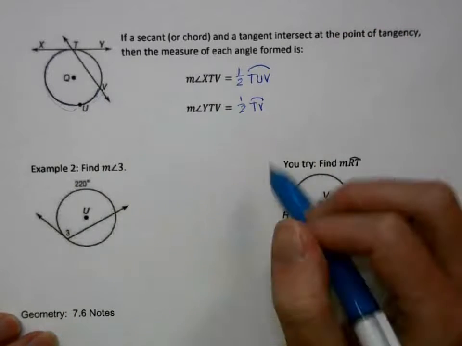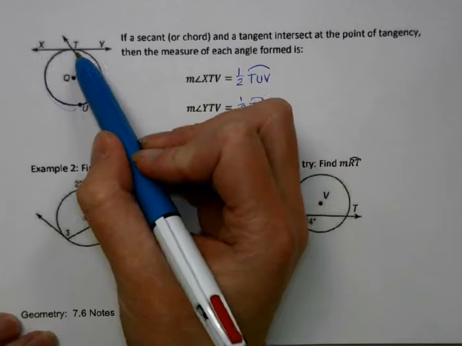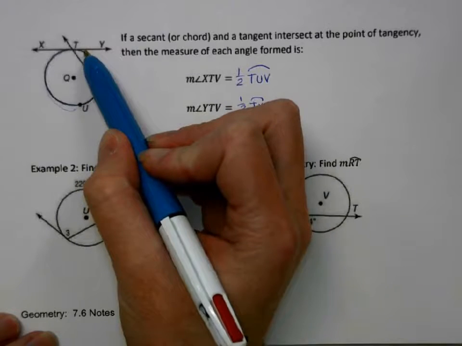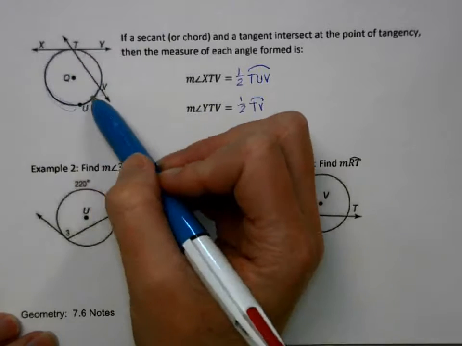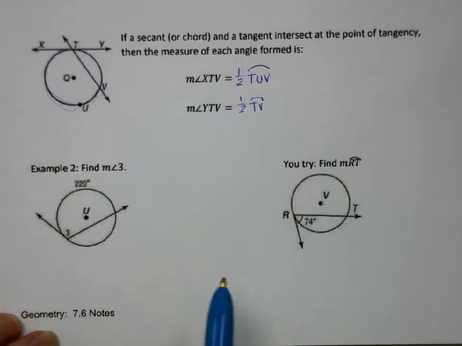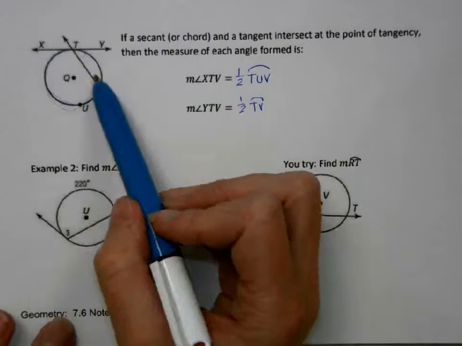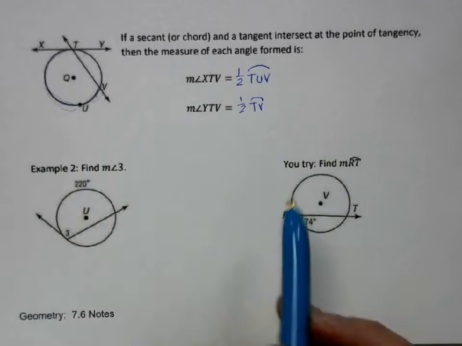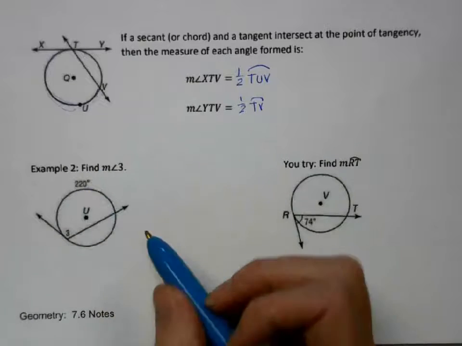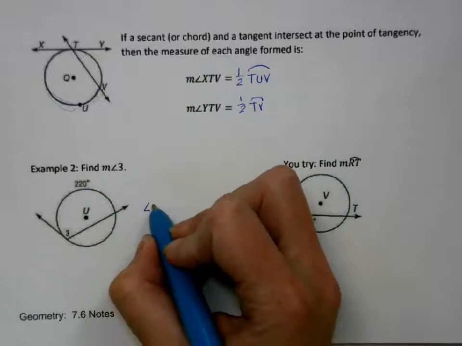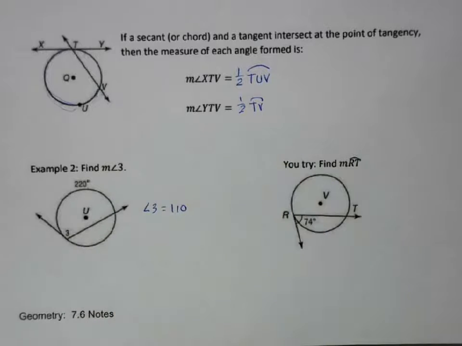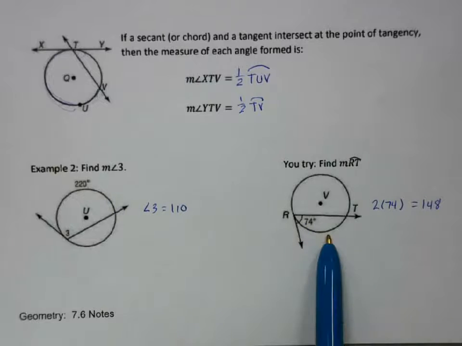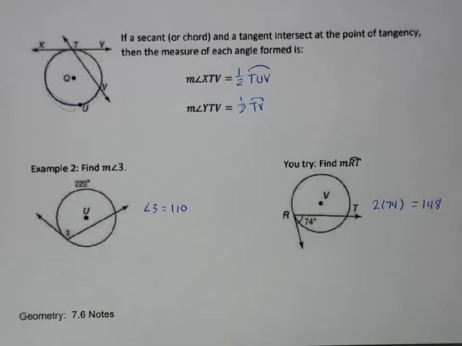And this should kind of make sense. If I were to add this angle and this angle, we'd get 180. If I were to add this arc and this arc, I'd get 360. So it makes sense that the angles added up will be half of what the arcs are. So if this arc is 220, this angle is going to be half, or 110. You can try the next one. If we have the angle, we're going to double it to get the arc, which is 148.